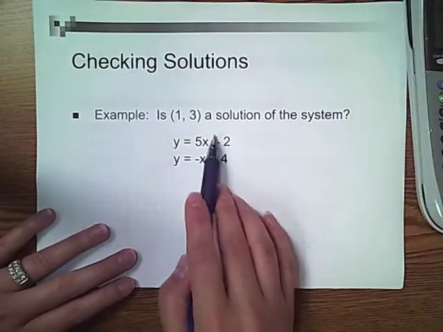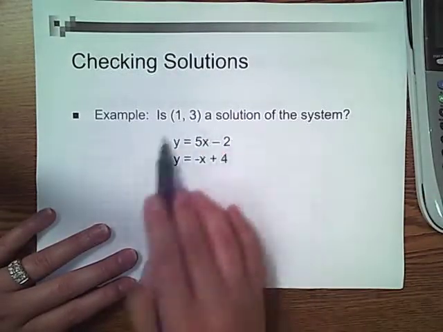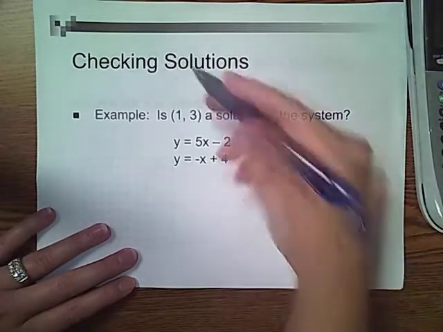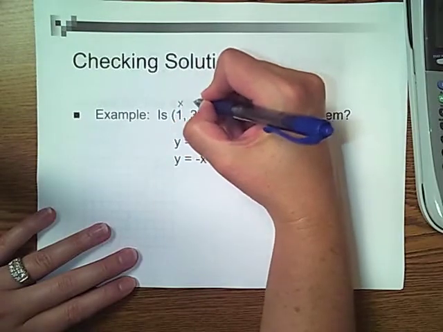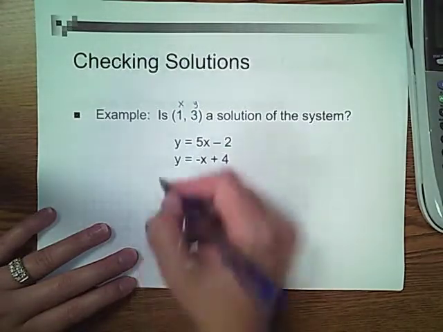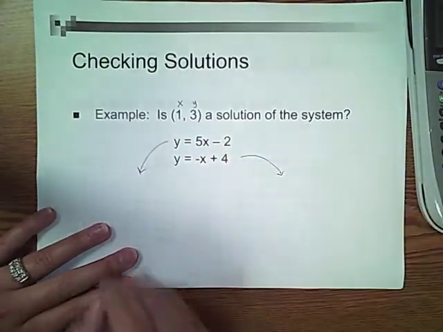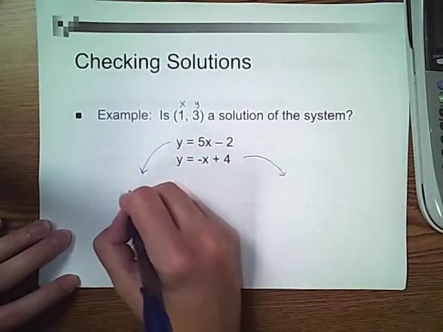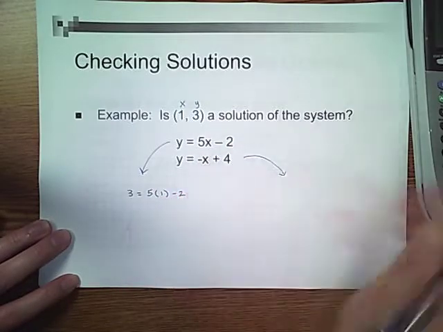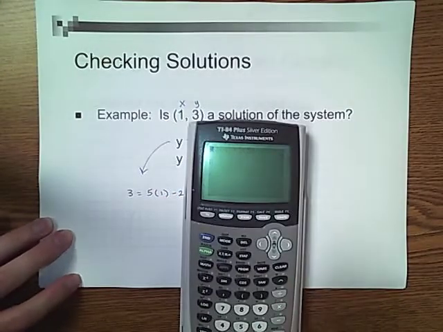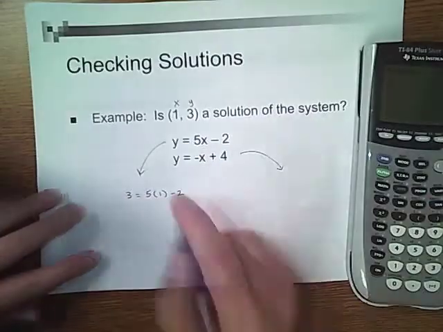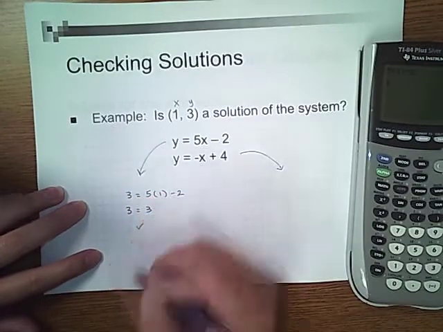Okay, so again, we're asked the same kind of question. Is (1, 3) a solution of this system? And we see we have two equations with two variables in each equation. Okay, again, ordered pairs are always x and then y, and we're going to take x and y and plug them into the right places for these equations, and we need to check them in both equations. So here I'm going to plug in 3 for y equals 5 parentheses 1 for x minus 2, and now I'm just going to type that in my calculator. Okay, 5 times 1 minus 2, and I got 3. So 3 equals 3, and that one worked.